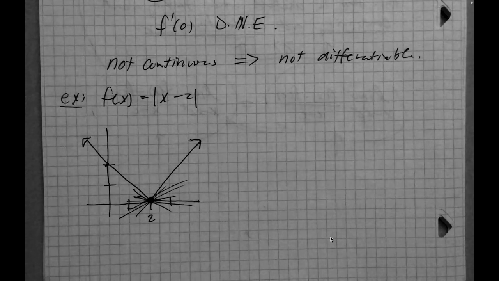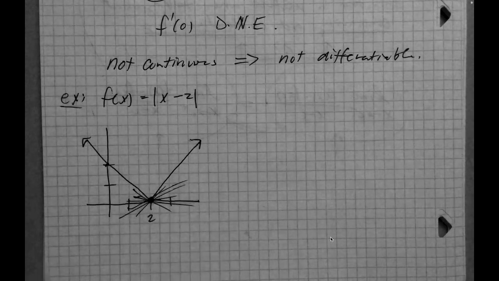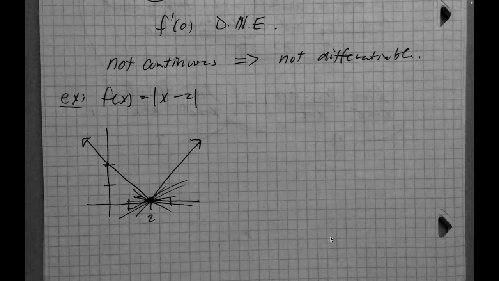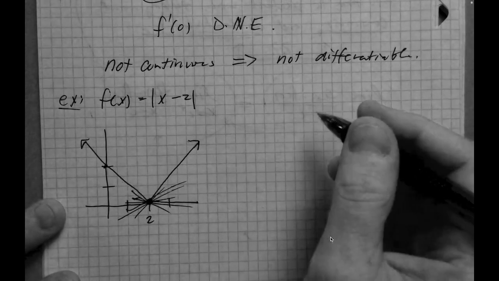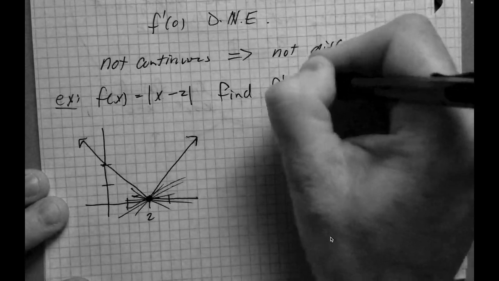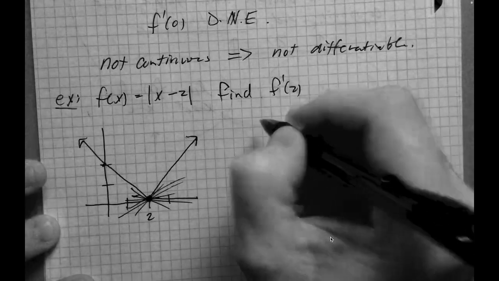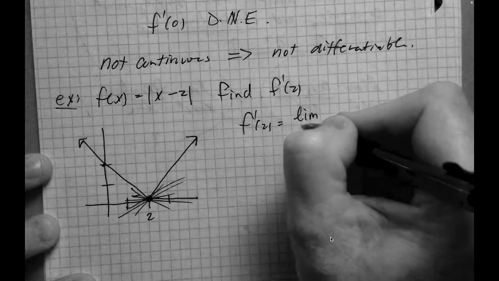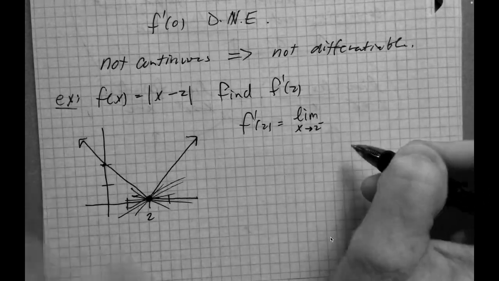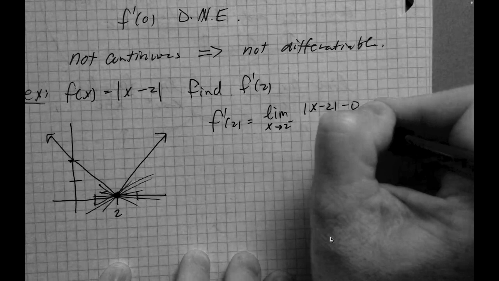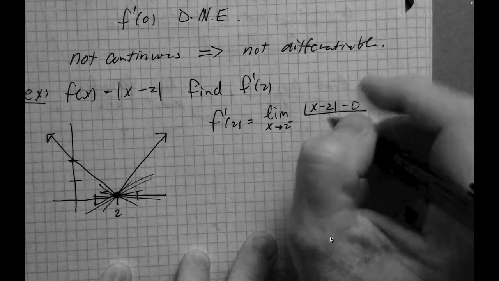And so I think what we'll discover here is that this is an example of a function that's continuous. There are no gaps, no discontinuities, but it's a function that is not differentiable. And so we can see this specifically at x equals 2 if we try to find f prime of 2. Okay, so f prime of 2 would be equal to the limit as x approaches 2. We're going to check it from the left and right, and specifically of the absolute value of x minus 2 minus 0 over x minus 2.